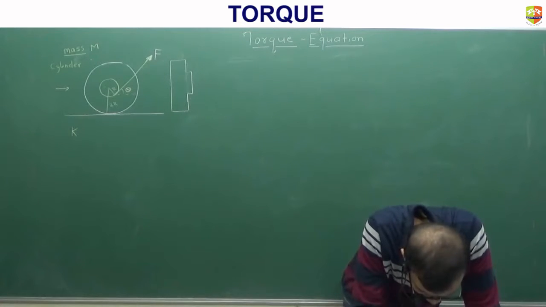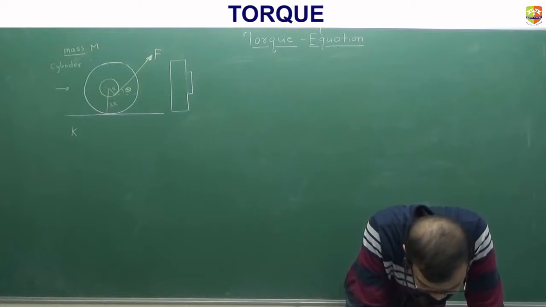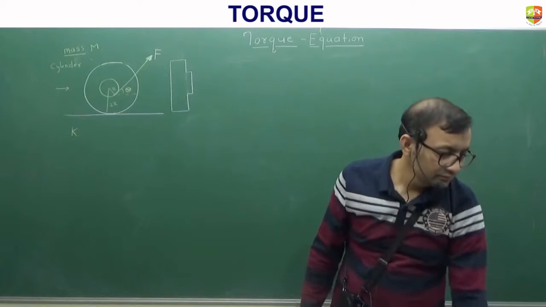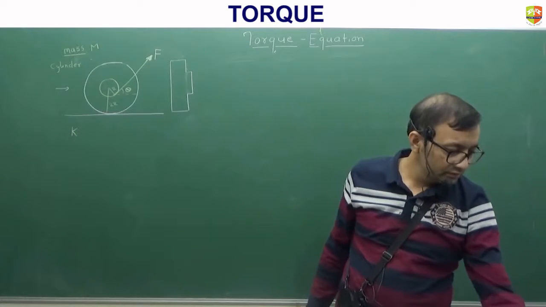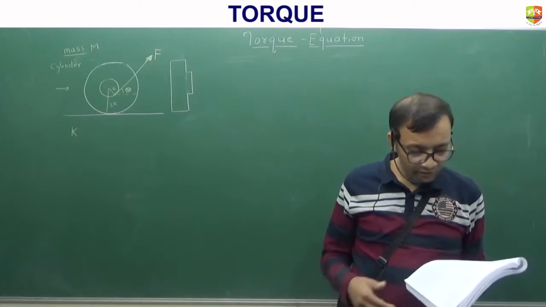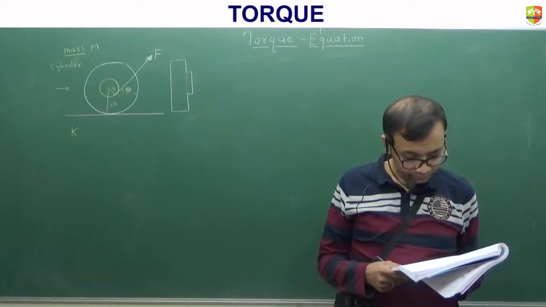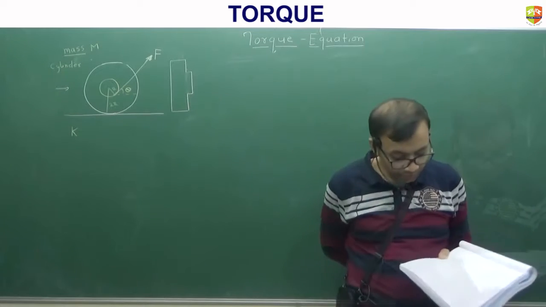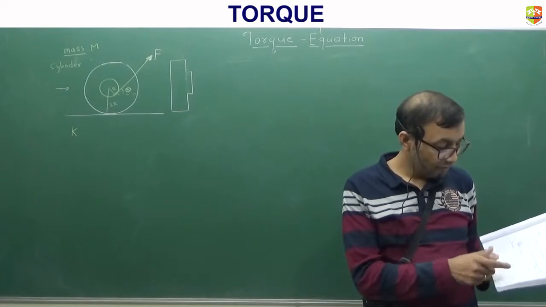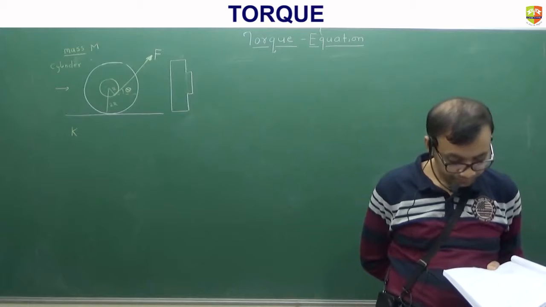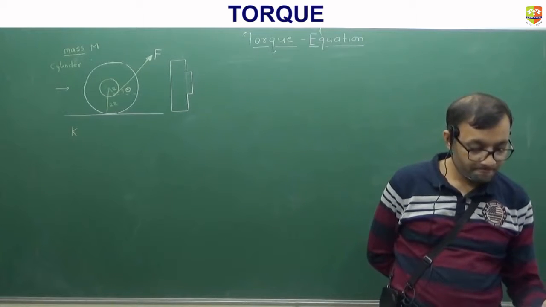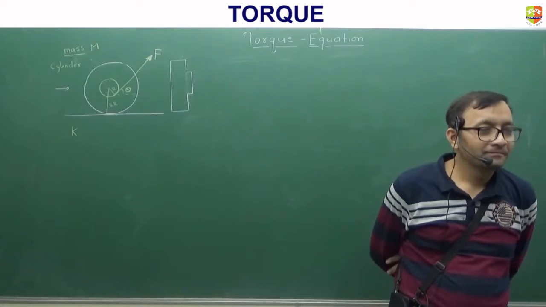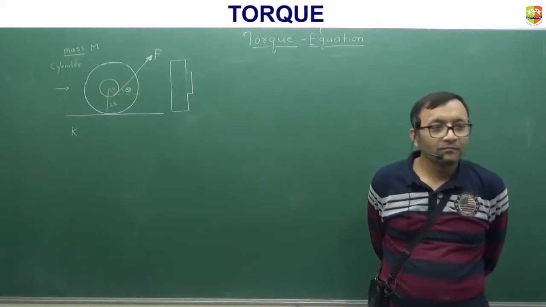Friction is equal to F cos theta. Why should it balance? You don't need the equation in the vertical direction. Normally, it's correct.